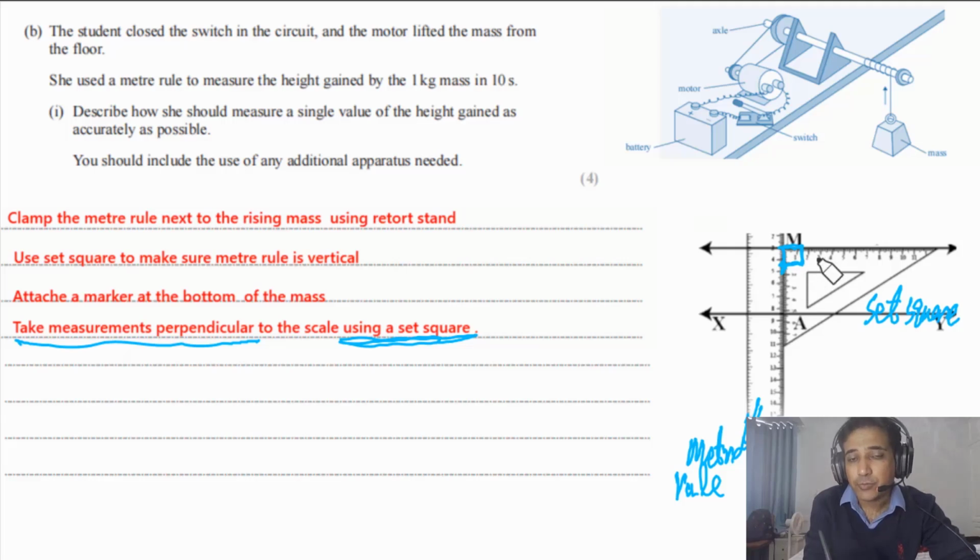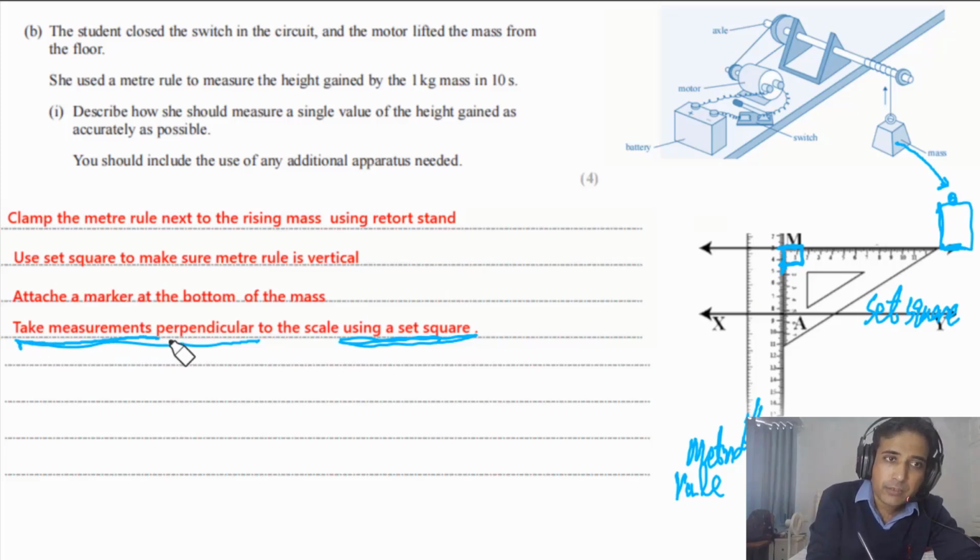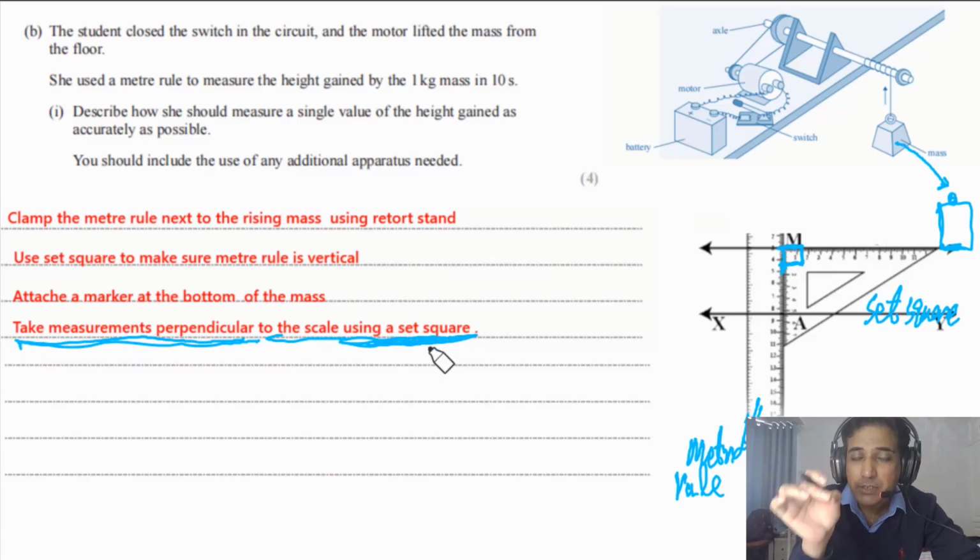First of all, you have to place your set square like this, and then this part you have to align with the bottom of the mass. So this one is the mass, the mass we have drawn here. Then you can read from the meter rule. So this is how you can use a set square, and this is the meaning of take measurements perpendicular to the scale using a set square. I hope this helps. If you still have any questions, you can ask me in comments.